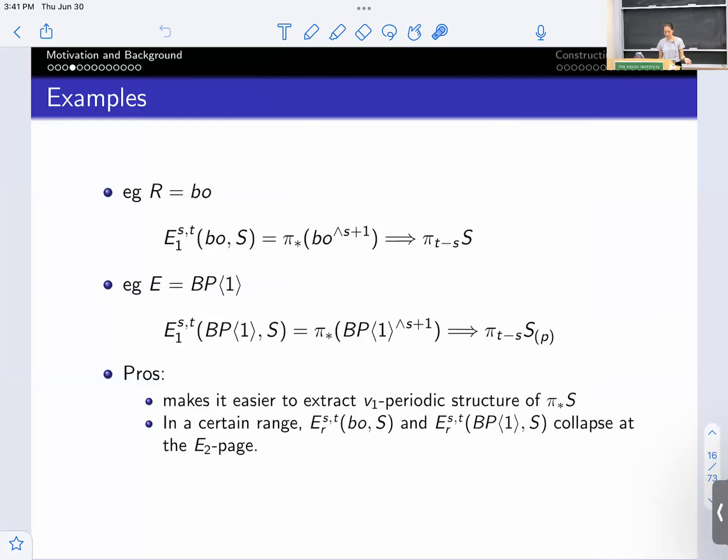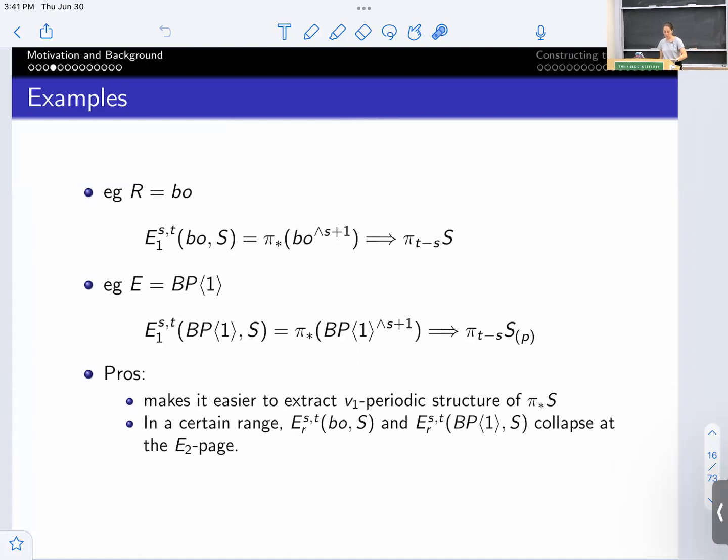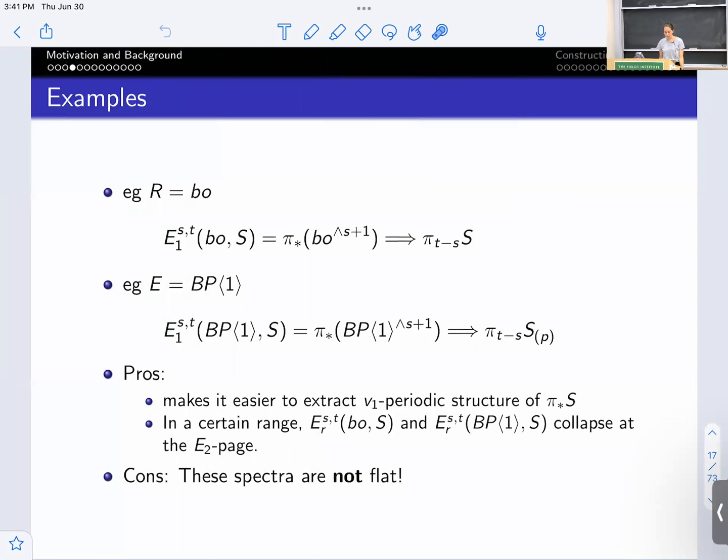Another really nice thing about these choices of ring spectra is that in a certain range, not for the whole spectral sequence, but there's a vanishing line, and so in a certain range, they collapse at the E2 page. So once you have the E2 page, you have a lot of information. But one really big drawback is that these spectra are not flat. So you can see we wrote the E1 page and not the E2 page. So just getting to the E2 page is a lot of work and requires a really good understanding of the E1 page.